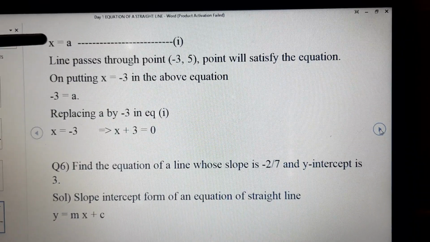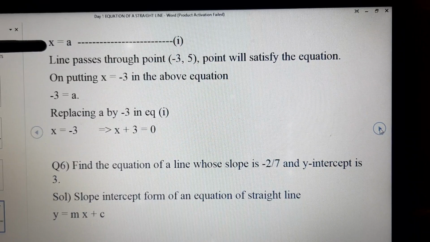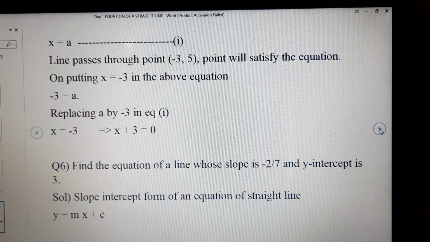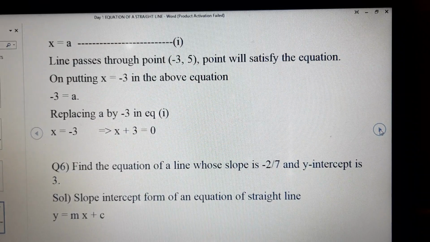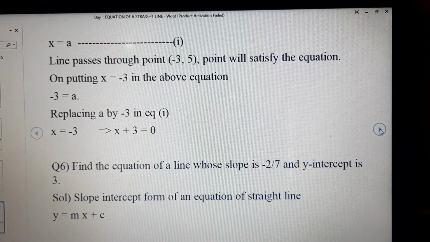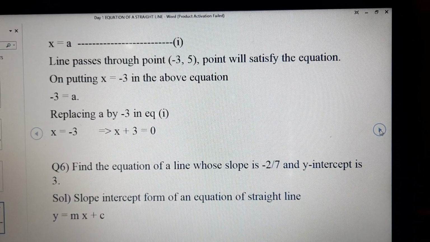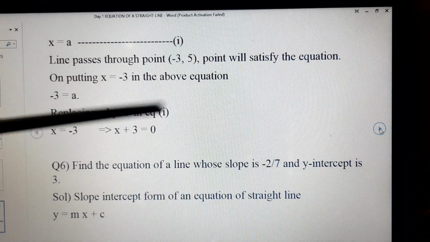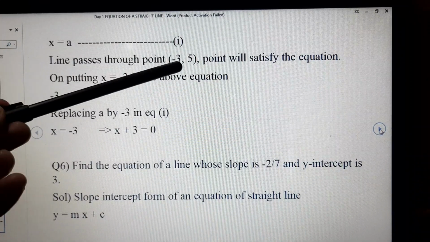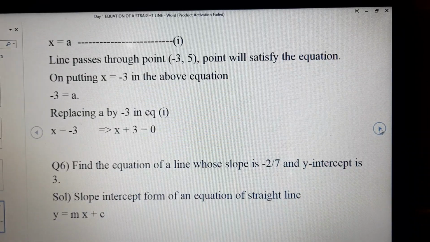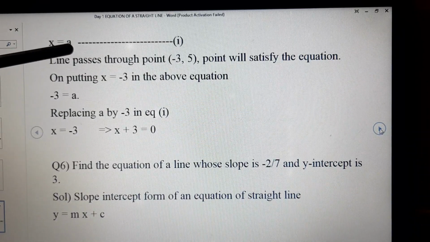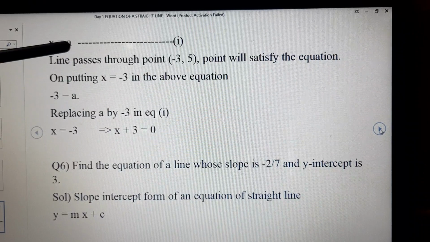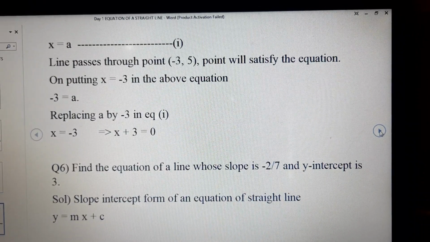Now again we will go back to the equation. The standard form is x is equal to a. Now we know that a is minus 3. So equation becomes x plus 3 is equal to 0. Clear? Once again I will tell you. In this kind of question where a point is given, you need to substitute x with minus 3 and y is equal to 5. When you do that, you will get the value of a, and once you have got the value of a, you will substitute in the standard form of the equation. Clear?